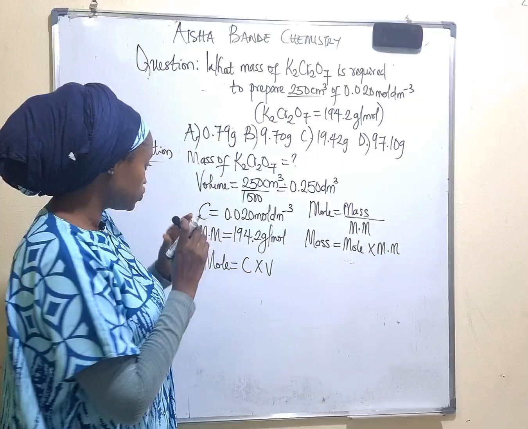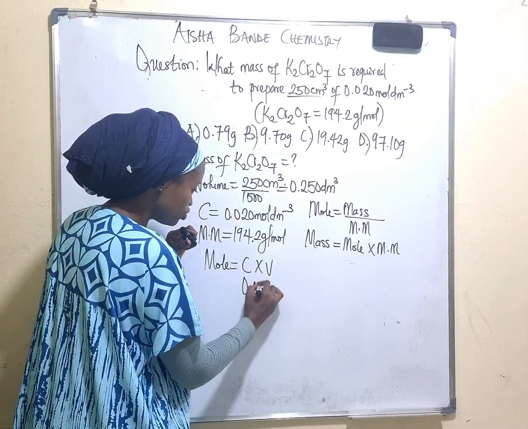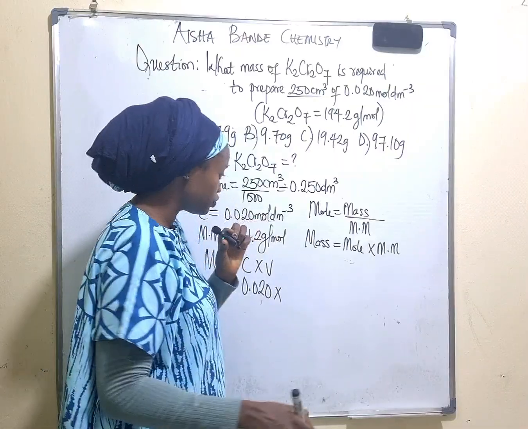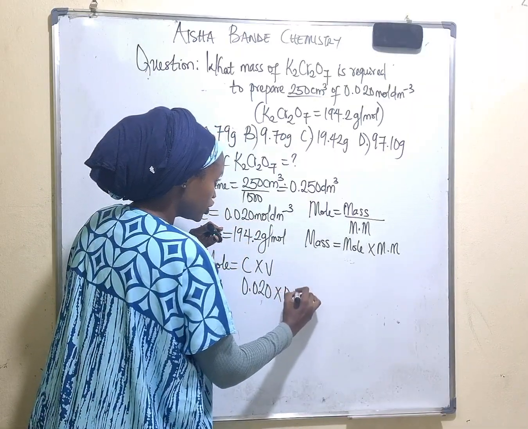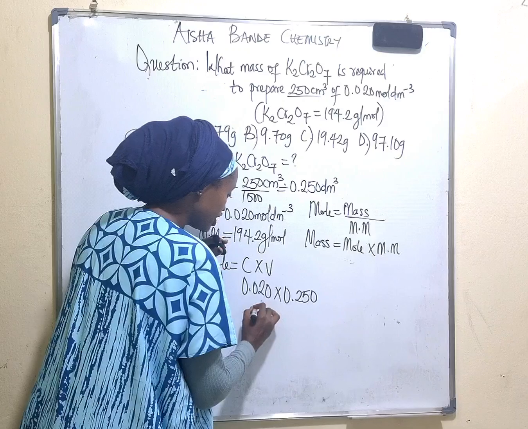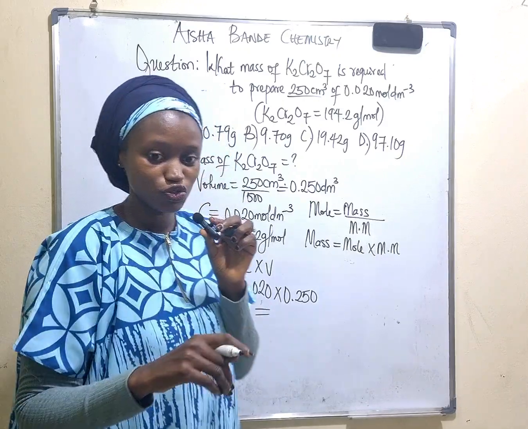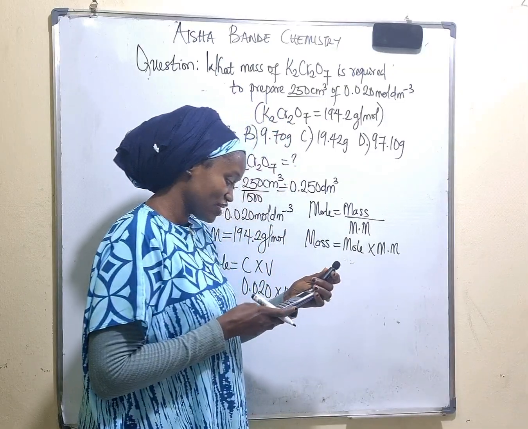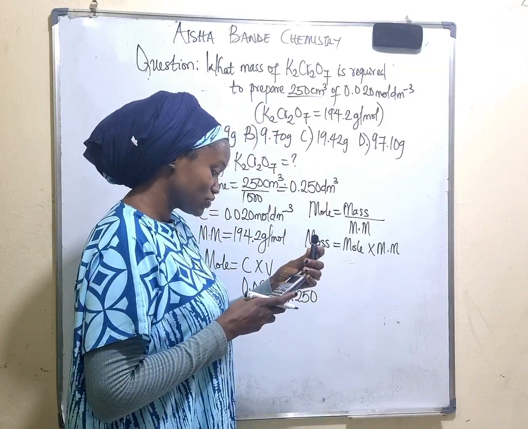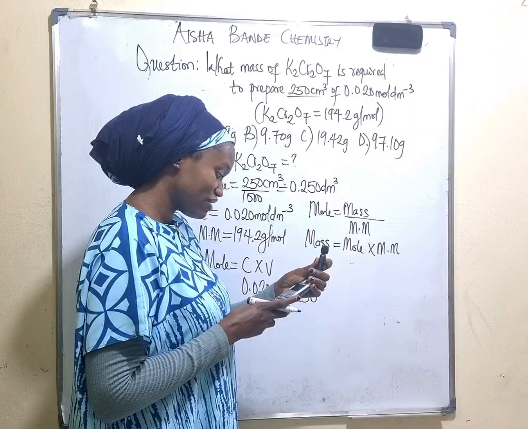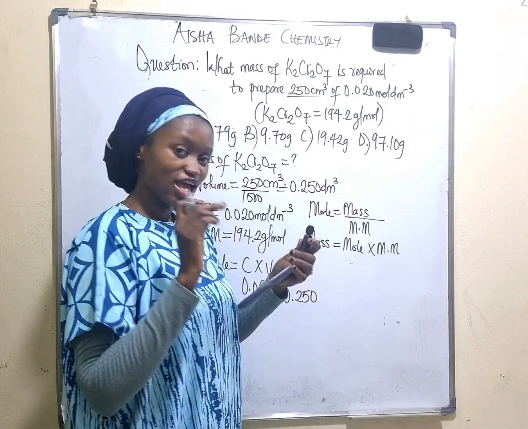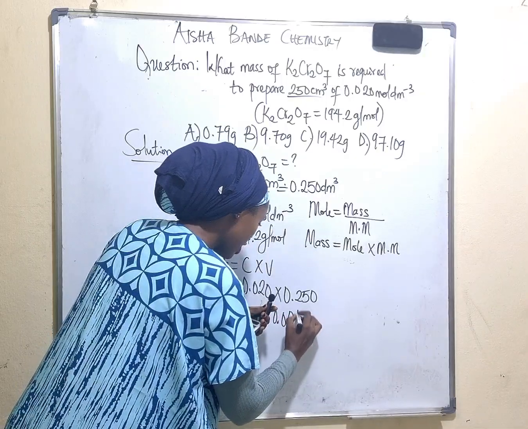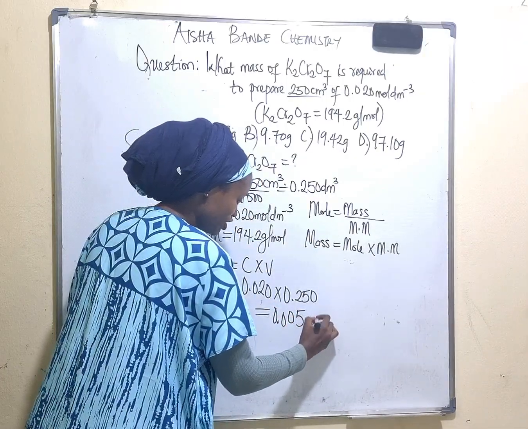And we have these two values. The concentration is given as 0.020, multiplied by the volume. Remember, you have to convert the volume to dm³, so the volume is 0.250. Please permit me to use my calculator. So 0.020 multiplied by 0.250 gives us 0.005 mole. This is the value for the mole.